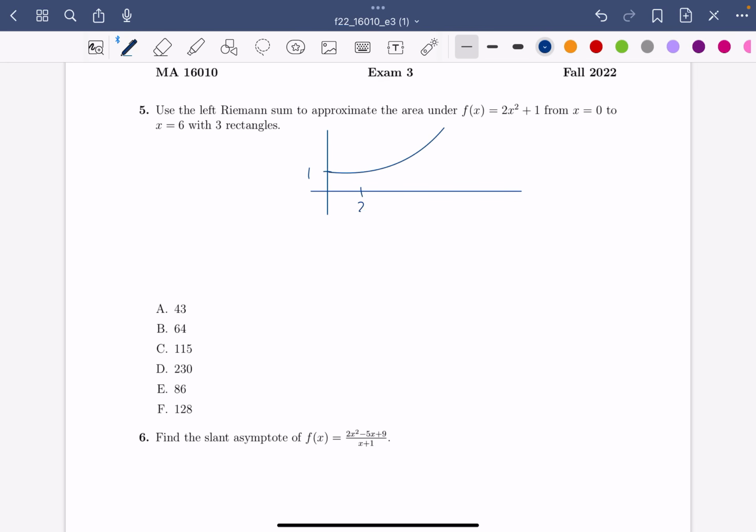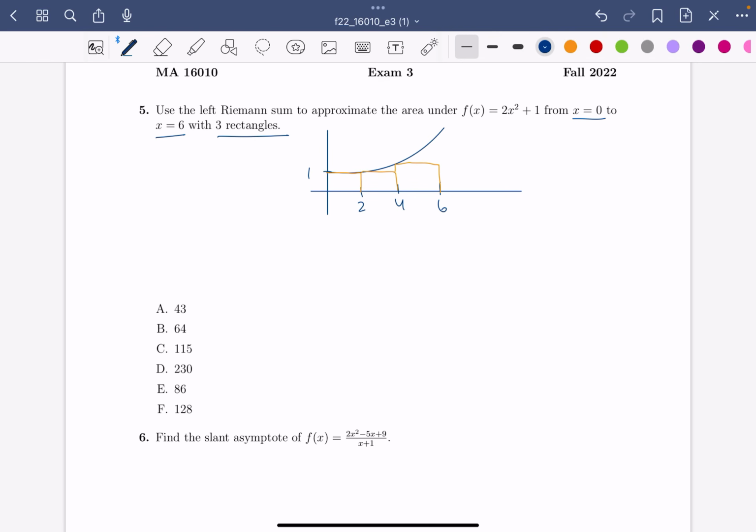Okay, and 2, 4, 6. So you might ask why I marked my x-axis the way I did. We have the interval from 0 to 6 with 3 rectangles, and 6 divided by 3 is 2, so that's why I have marked my axes in intervals of 2. So if I draw my left Riemann sum, that means the left of the rectangle is touching the curve. I might have drawn this curve a little too shallow, but it should be good for now.